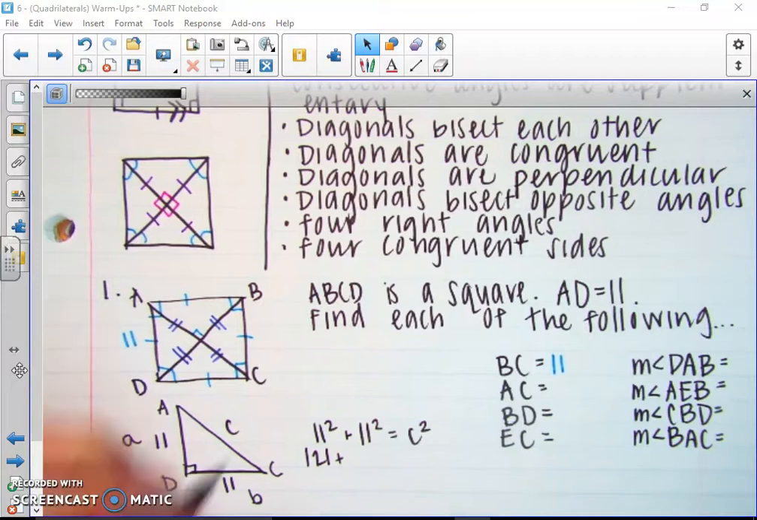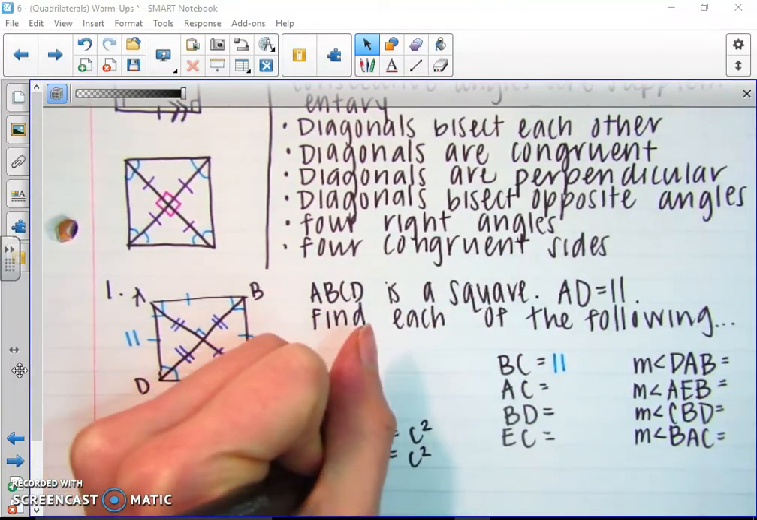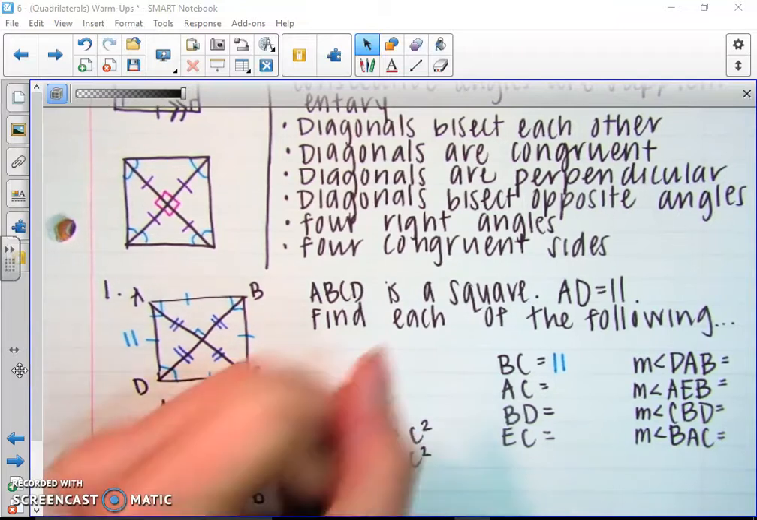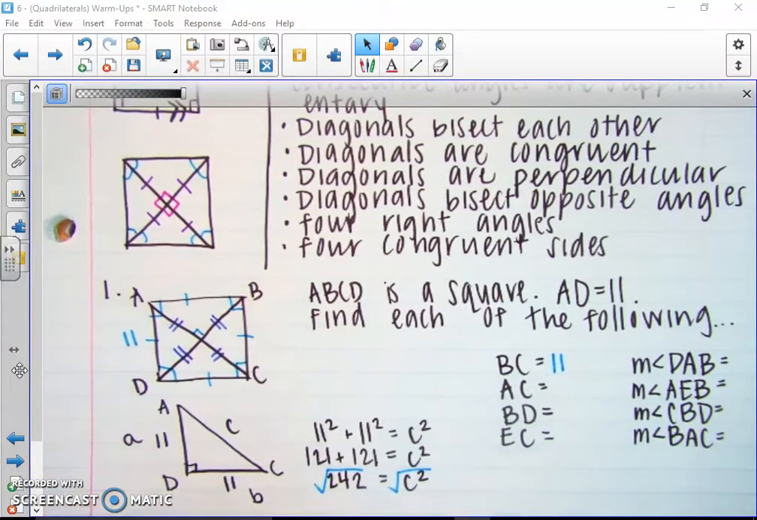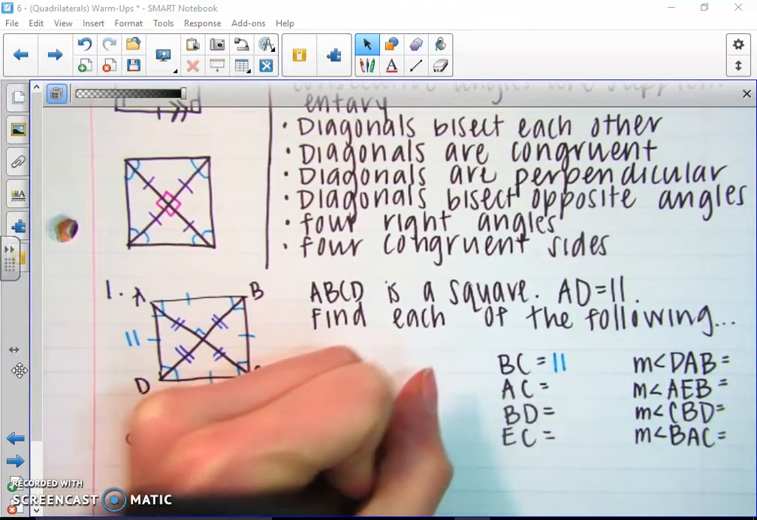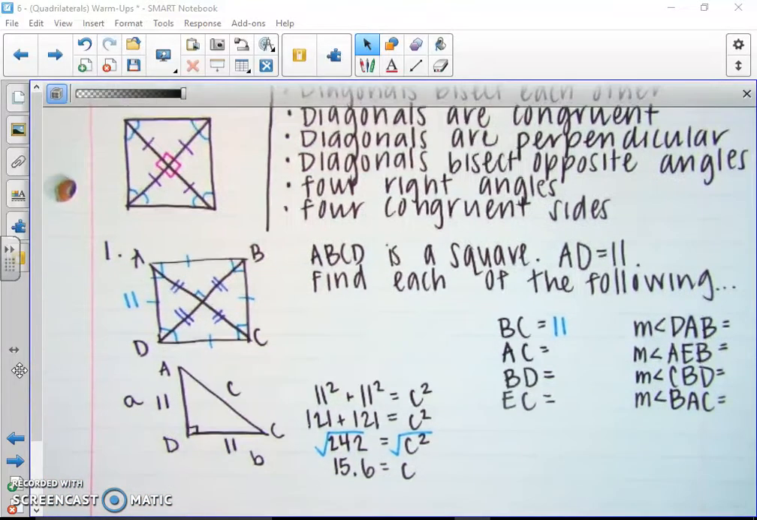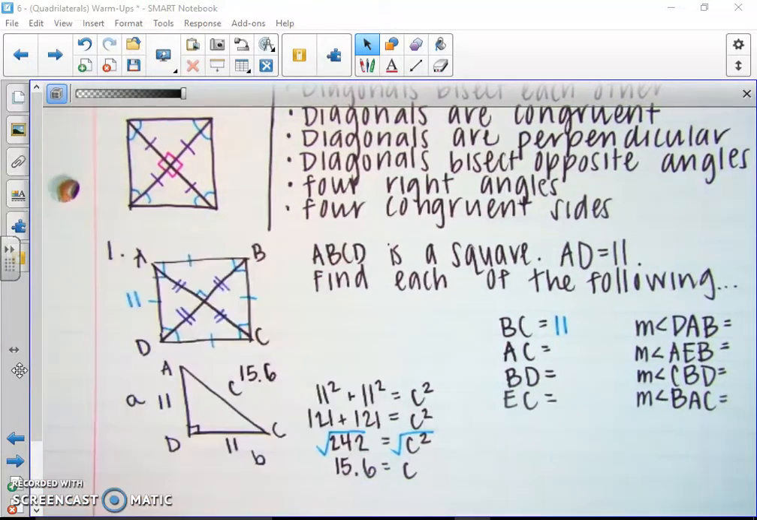121 plus 121 equals C squared. 242 equals C squared. So to find C, we're going to have to take the square root of both sides. So let's calculate that, the square root of 242. And if we round to the nearest tenth, we should get 15.6 equals C. So this is going to be 15.6.